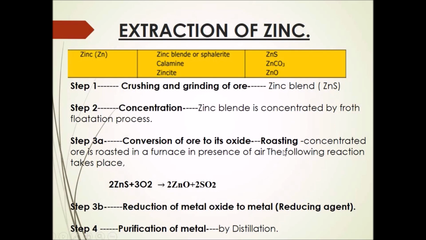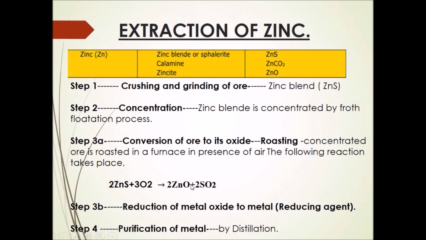What is roasting? The heating of this concentrated ore in a furnace in the presence of air or excess of air is called roasting. Now the following reaction takes place over here, that is zinc sulfide. When it is treated with excess of air, it forms zinc oxide, liberating sulfur dioxide gas. The sulfur which is present here escapes as sulfur dioxide gas. And now we have our ore in the form of oxide.